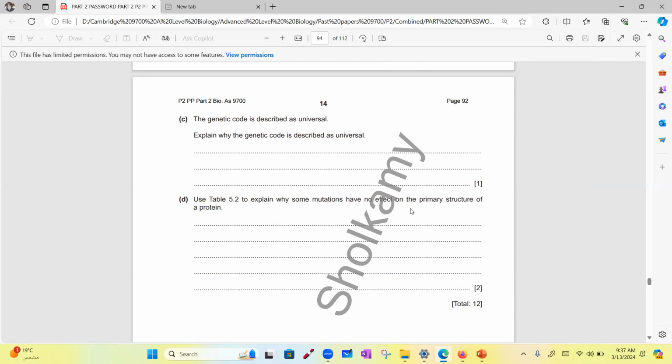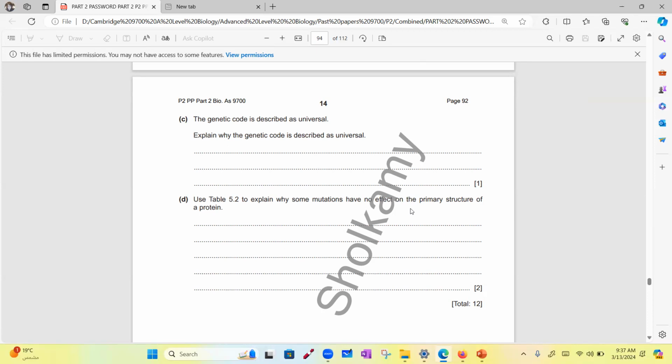Yes, but why do we have this effect? It doesn't change the base sequence of the DNA. Excuse me? No, it does. The base sequence does change because one base is substituted with another base, but still the final protein is the same. Why? It's degenerate. Here you'll mention that it's degenerate.